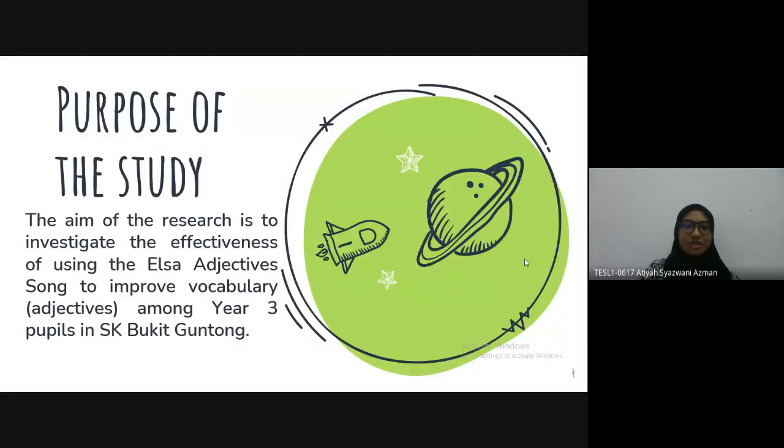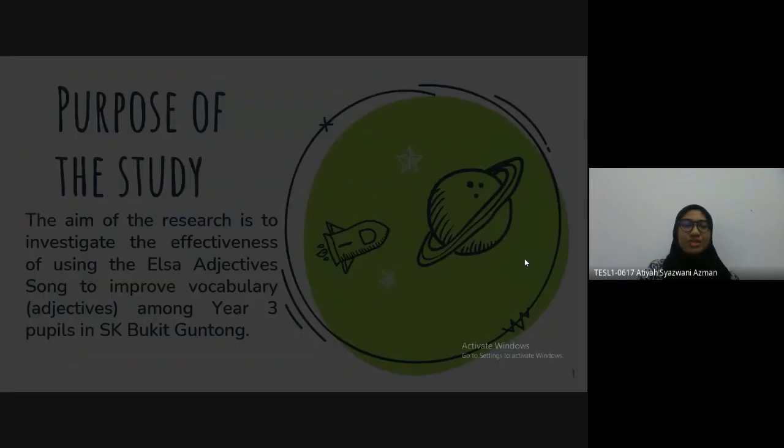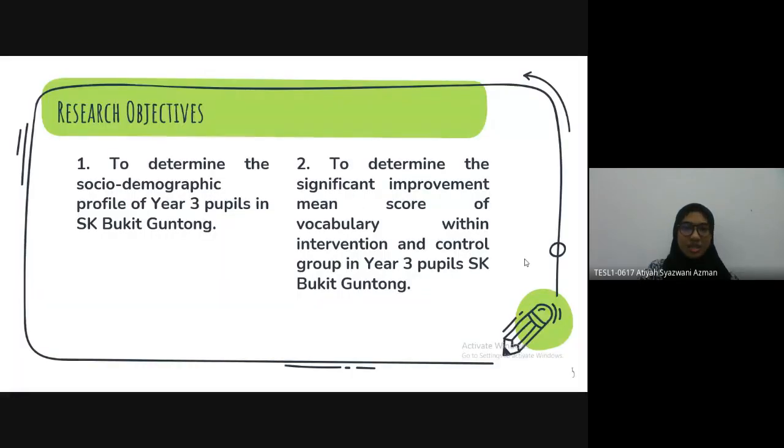So the next one is the purpose of the study. The aim of the research is to investigate the effectiveness of using the Elsa Adjective song to improve vocabulary adjectives among Year 3 pupils in SK Bukit Guntong. So the research objectives are to determine the socio-demographic profile of Year 3 pupils in SK Bukit Guntong, and the second one is to determine the significant improvement mean score of vocabulary within the intervention and control group in Year 3 pupils in SK Bukit Guntong.